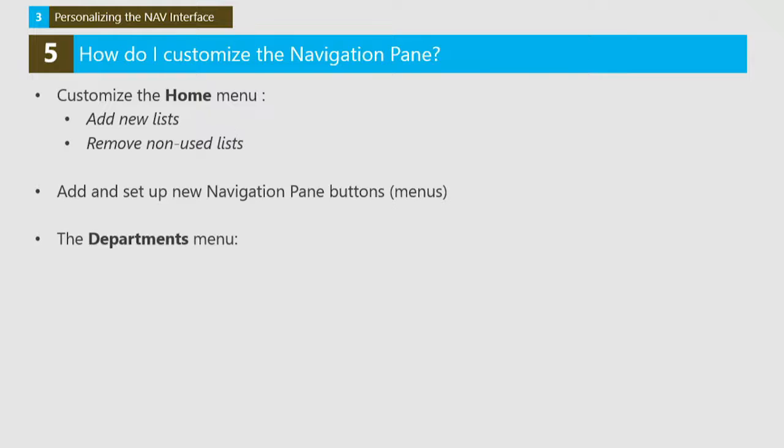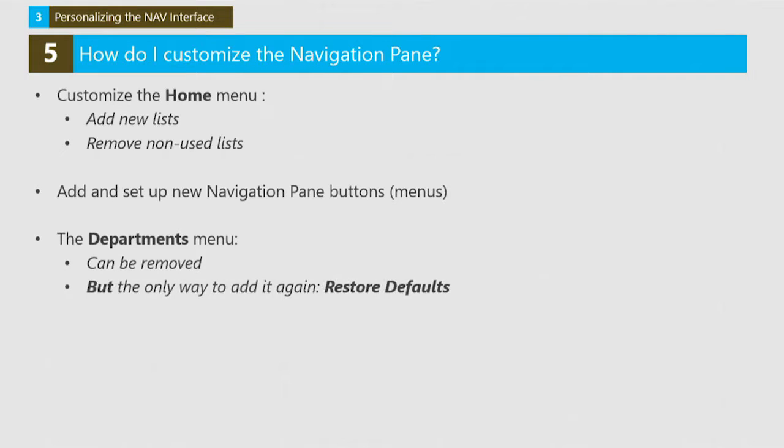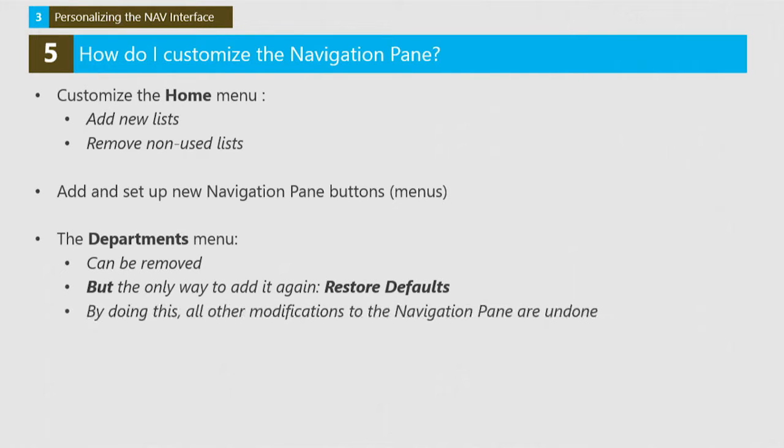But let's turn our attention now to the departments menu. Because as you already know, the departments menu will offer us all the available functions and features in NAV. And I can imagine that's something that you don't want to make available for all users. Now you can remove the departments menu. So for a specific group of users, you could say that you don't want to display the departments menu for these users, so that they're limited to the functions and features of their role center. So that could be very interesting. However, take into account that the only way to add it again is by using the restore defaults function. And if you do this, all other modifications that you have done in the navigation pane are undone.